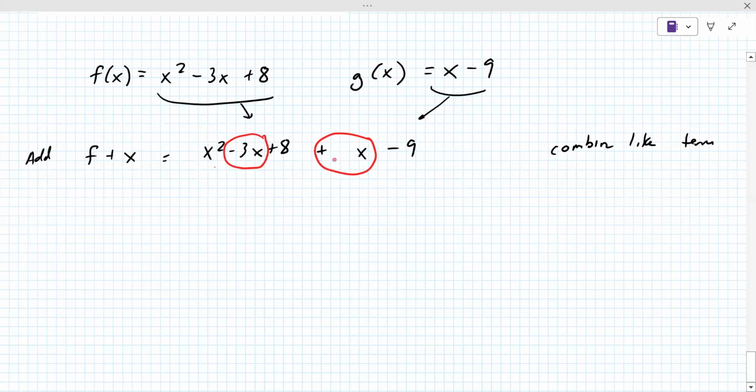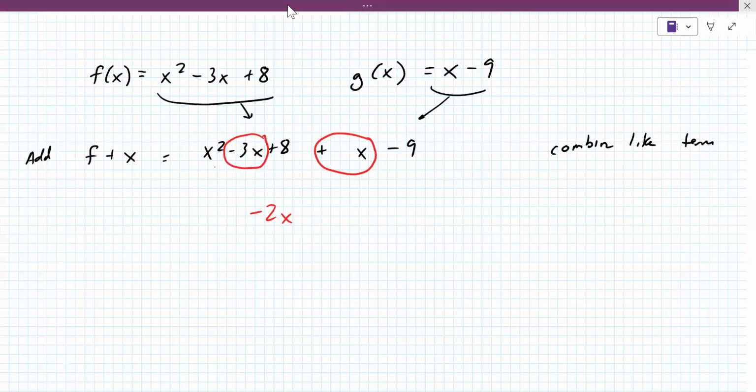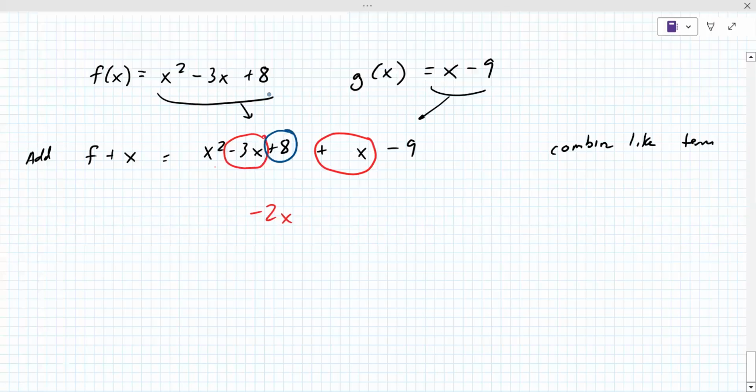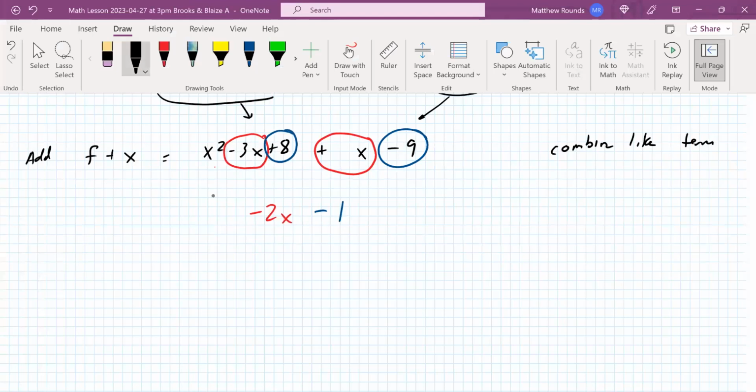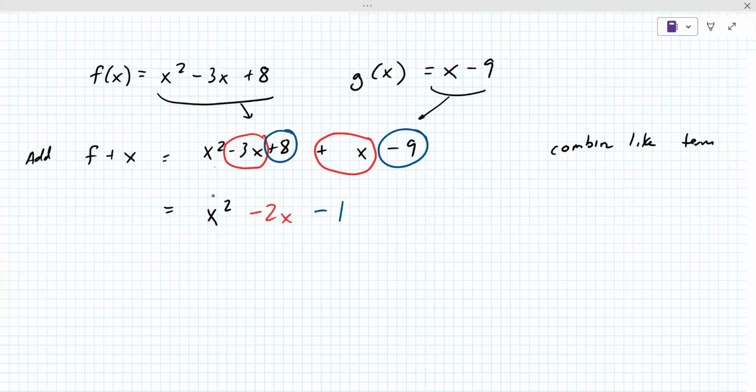Negative 2x. Good. Next like terms that I see are plus 8 and minus 9. Notice the operator goes with it. 8 minus 9 is negative 1. Bring the x squared down. You got x squared minus 2x plus 1, and that's your final answer. You feel good about it, ready to move on to another problem.